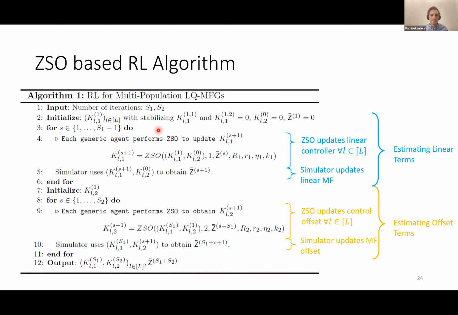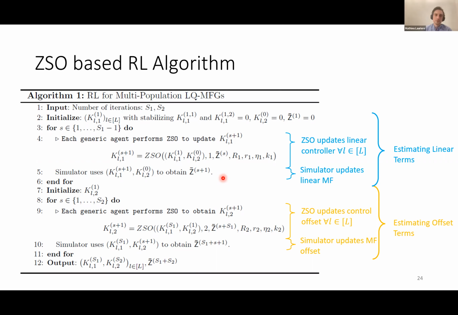Actually, in this algorithm, just to make sure I understand, the mean field term, the Z bar, is updated at each iteration completely. So for example, you have Z bar 1 equals 0, then you do the ZSO, you get the new controller, you deduce a new mean field Z bar 2, and this is your new candidate for the mean field. And then you compute again the new K, then you get the new mean field. So it's really like a pure fixed point somehow. Yes.